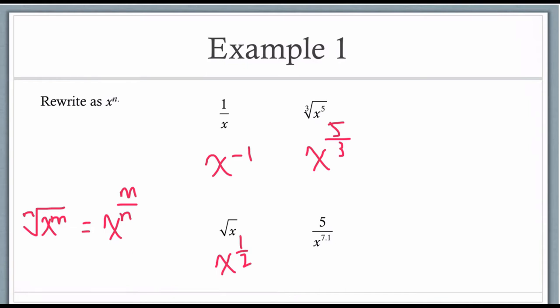And lastly, like I said, as long as the exponent is a real number, so any fraction, any decimal, any whole number or integer, we can rewrite it as this power function. So this is 5x to the negative 7.1.